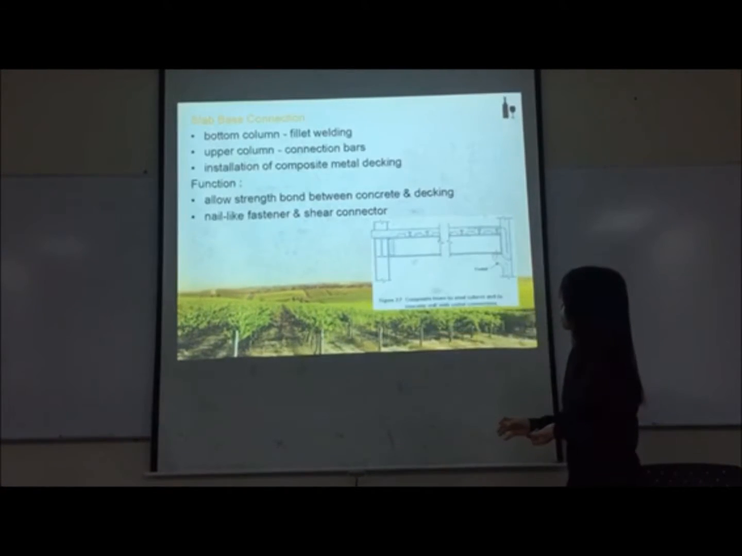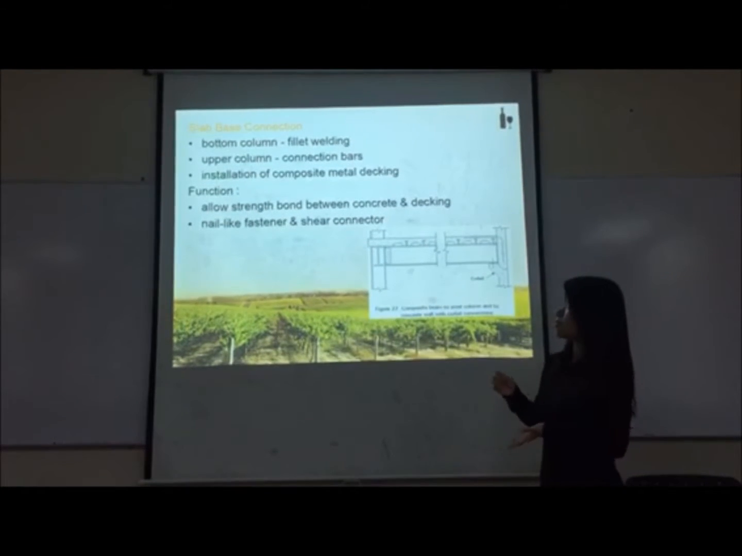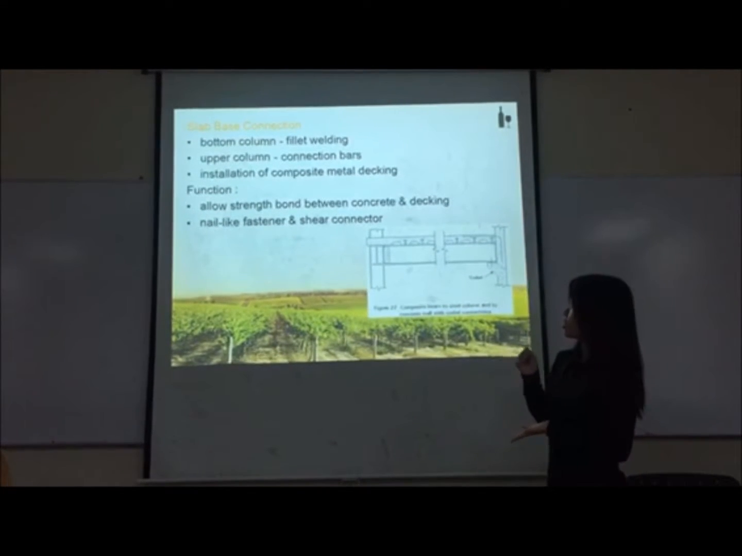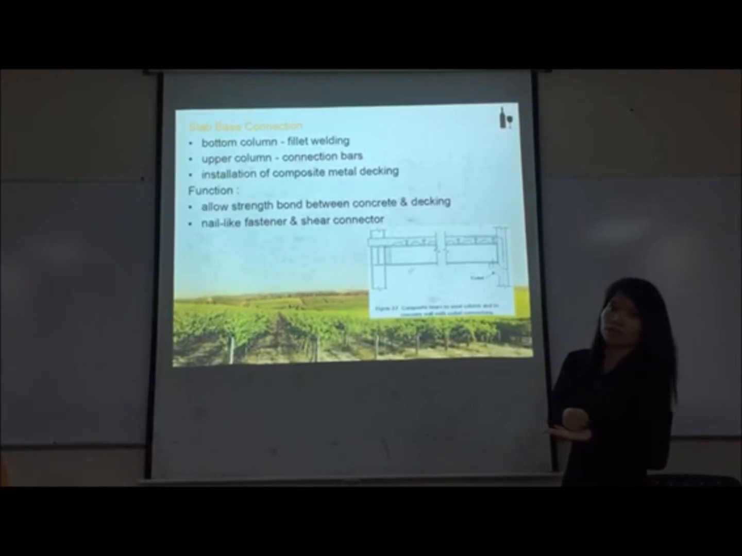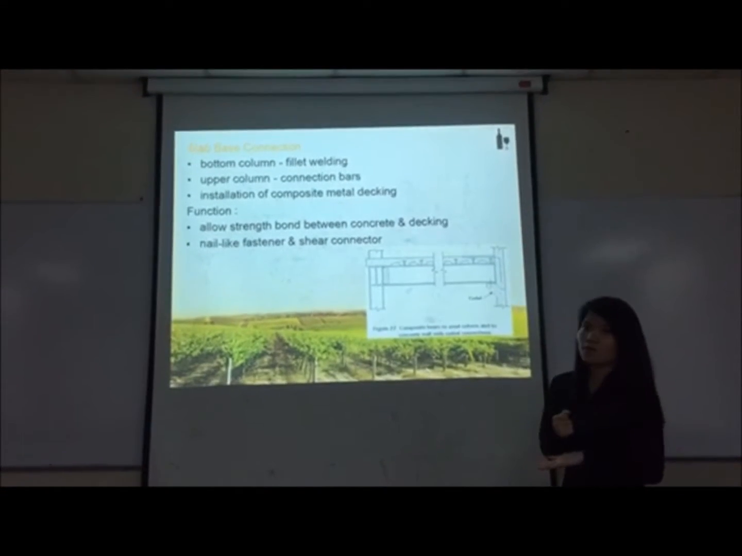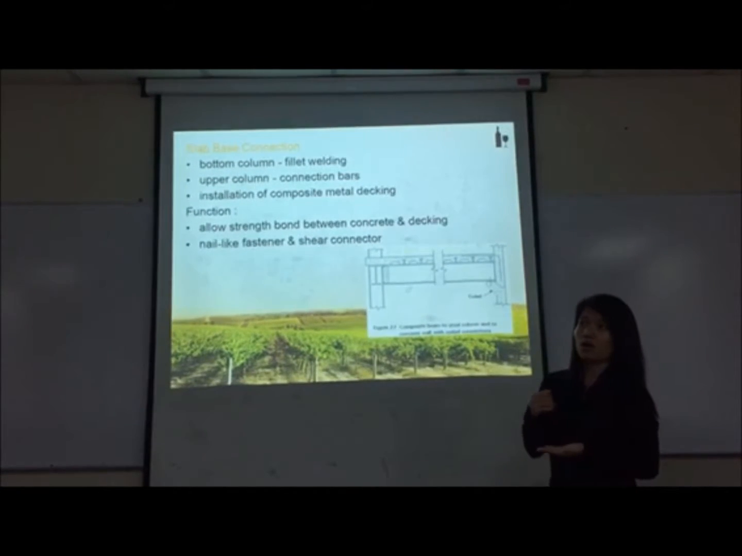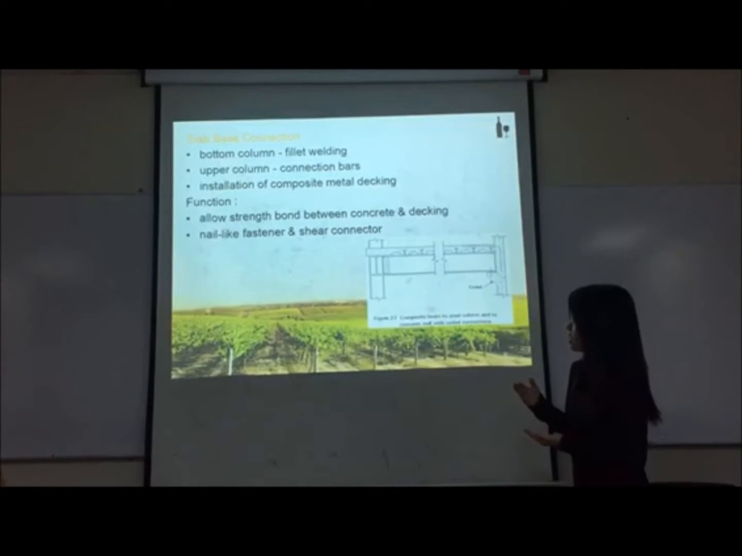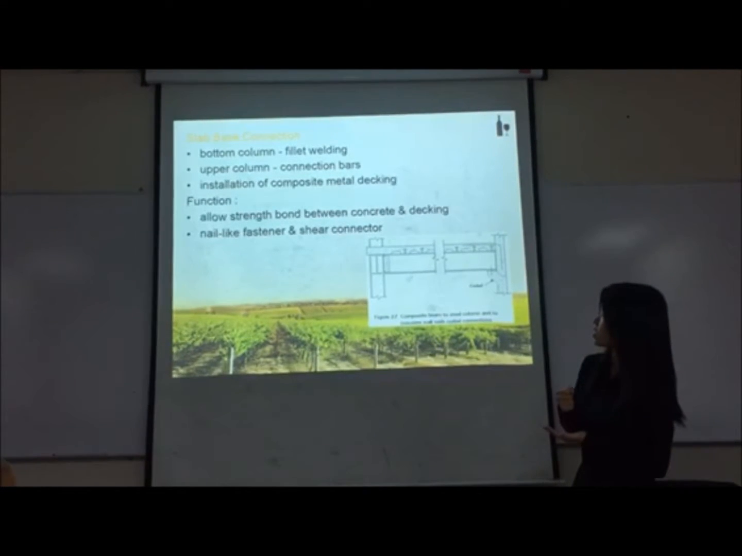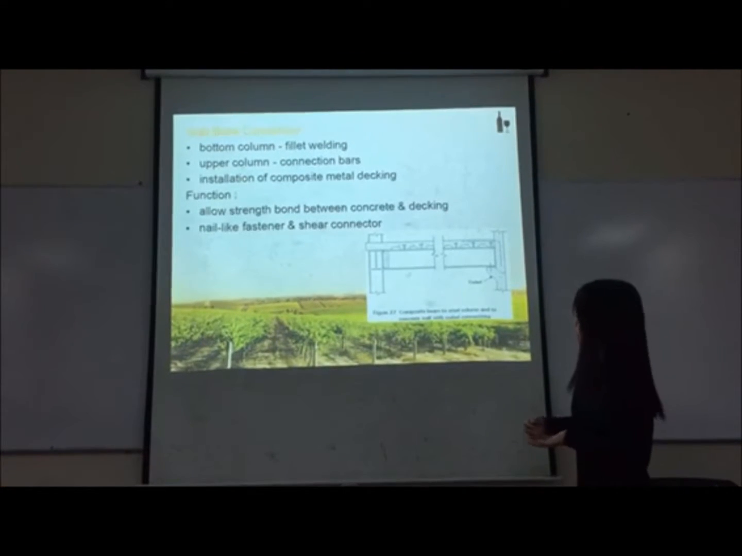As for the slab-base connections, the bottom column will be connected by fillet weld, and the upper column will connect with connection bars. The installation of composite metal decking will provide extra bonding for the column, the slab, and the beam. It allows a strong bond between the concrete and decking with nail-like fasteners and shear connectors.